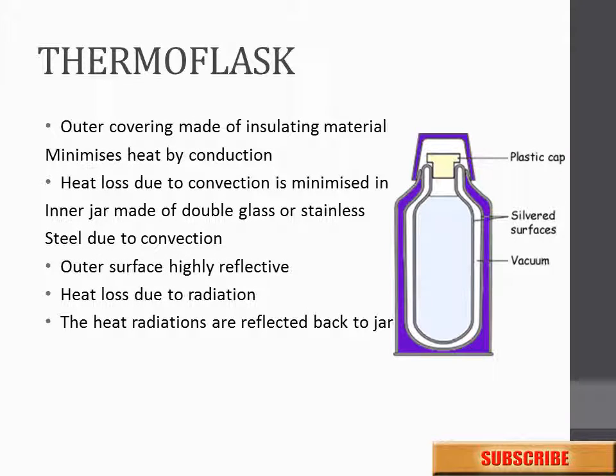Now, the thermoflask's outer covering is made up of insulating material which minimizes heat loss by conduction. So this is the example of conduction. While the heat loss due to convection is minimized in the inner jar made of double glass or stainless steel. The outer surface is highly reflective, and the heat loss due to radiation is reduced, so the heat radiations are reflected back to the jar. These are the examples of conduction, convection and radiation in the thermoflask.